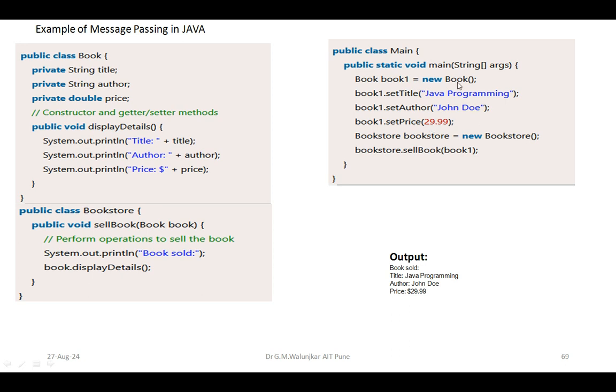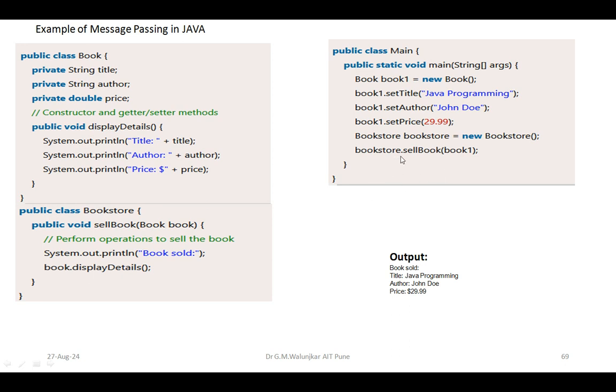So we set these three values through the setter and getter methods, and you can write a body for these setter and getter methods accordingly. Next, we create the object of the Bookstore class as bookstore. Then through this object of the Bookstore class, we call the sellBook function using message passing.